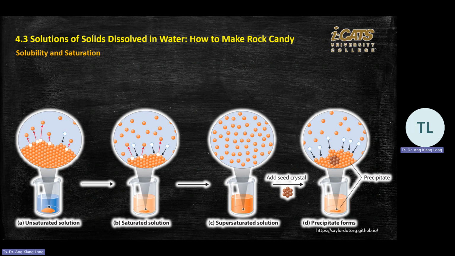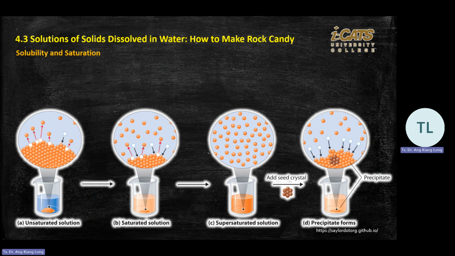Okay. Now, how to form unsaturated solution from saturated solution? How to go from B to A? You add more solvent, add more water, for example. So you need to add solvent to go back to unsaturated.